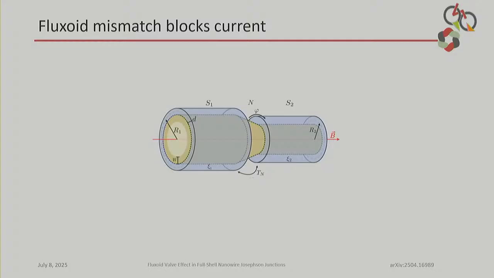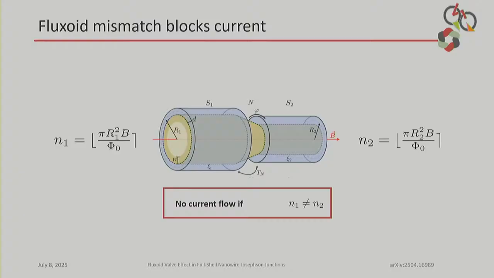Okay, so now let's explain why this works as a valve. Here at the left-hand side, if I thread it with a magnetic flux, I'm going to have a superconductor winding number. The phase of the superconductor when I wind is a given number that is related to the radius of the superconductor and to the magnetic field. And of course, at the other side, I have another radius, so that winding can be different, or depending on parameters, might be the same. So it can be checked theoretically that there is no possible current flow if those two numbers are different.